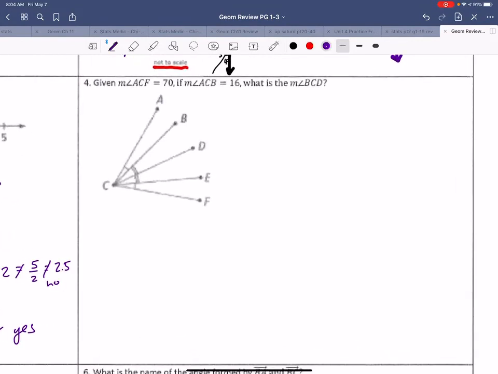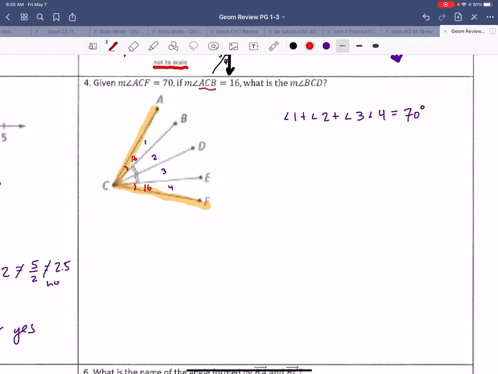Question number 4. It says if ACF is 70. Okay, so if ACF is 70, then we know each of these little ones, we have 4 angles. We know all 4 angles have to add up to 70. That's our angle addition. What else do we know? We also were told this angle is equal to that angle, okay? And we also know those two angles are 16, so we can put 16 degrees, 16 degrees.